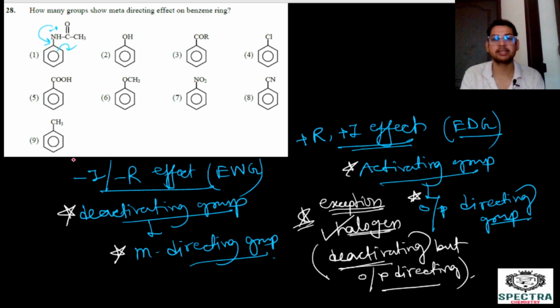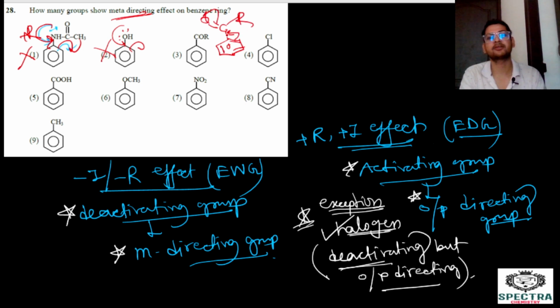So what is in the question? What is given? Let's see. Sir, this nitrogen lone pair is giving plus R, ortho-para, that is activating ortho-para. Sir, they are asking for meta. That will not be the answer. OH, oxygen lone pair, ortho-para, will not be my answer. Now you see, COR means it should look like this, right? C double bond O R. Now C double bond O R means it will take electrons. It's an electron withdrawing group, so it is meta directing. Now you see, halogen has come. Halogen is the exception. Deactivating but ortho-para. They are asking for meta, so that will not be my answer.